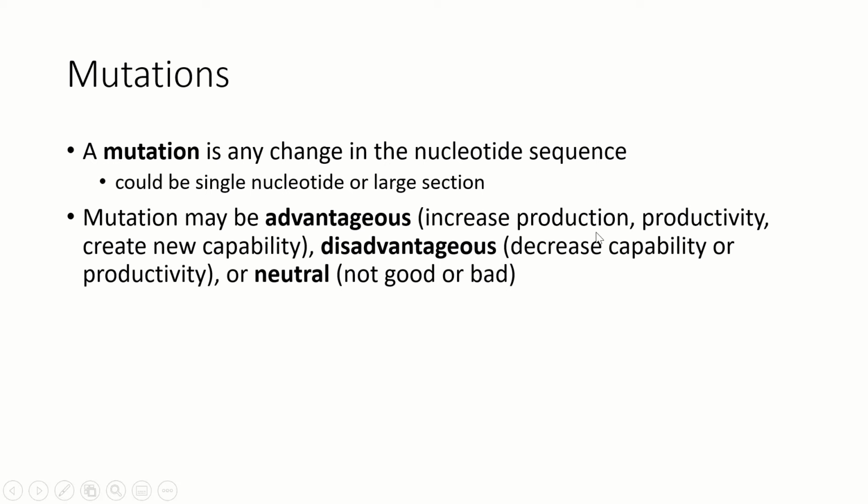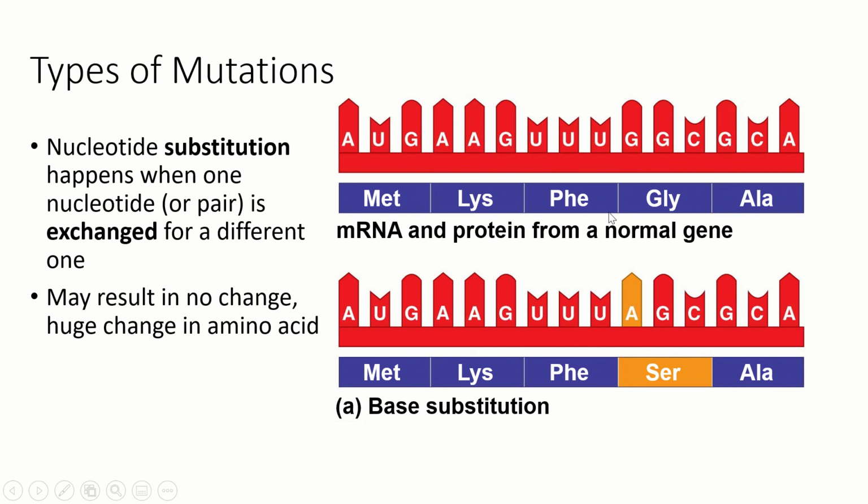Some mutations are disadvantageous. They decrease a capability or productivity. Most of them are neutral because they don't actually cause any change in the protein, or they're in a non-coding section of the DNA that doesn't get expressed anyway, so you could change it and it doesn't matter. It's in an intron. It doesn't get translated. So who cares? All right, so let's talk about types of mutations because there are different types depending on what happens when the mutation happens.